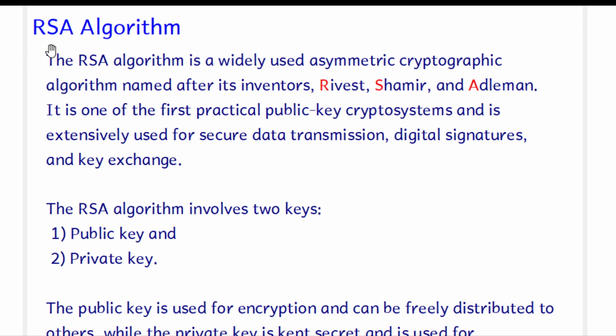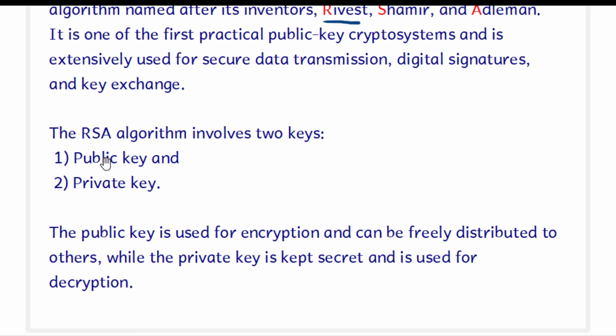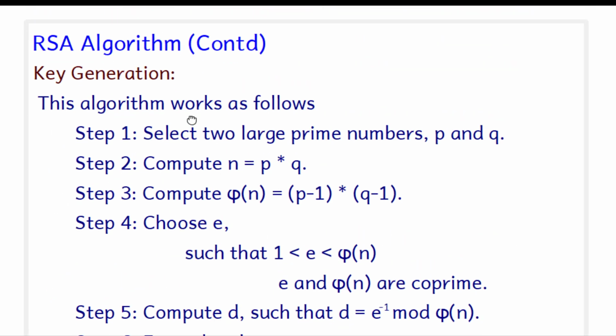Now the last topic is the RSA algorithm. RSA is a widely used asymmetric cryptographic algorithm, named after those who invented it, Rivest, Shamir and Adleman. It is one of the first practical public key cryptosystems and is extensively used for secure data transmission. RSA involves two keys, of course, the public key and the private key. First we will see how key generation is done.